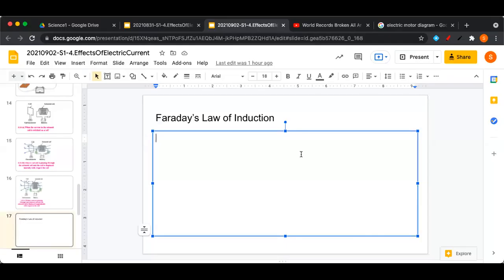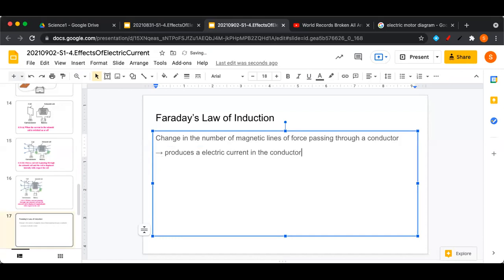We can summarize with these 4 experiments that whenever there is a change in the number of magnetic lines of force passing through a conductor, whenever this happens, it produces a current. Where does it produce the electric current? It produces the electric current in the conductor. Now, the conductor is not connected to a source of power. It is not connected to a battery. It is not connected to the plug point. But a current is produced in that.